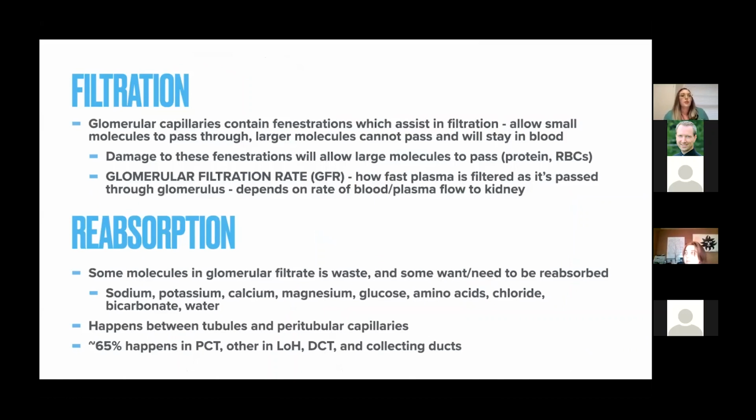So first, we're going to start off with filtration. So our glomerular capillaries contain fenestrations which assist in filtration. So this allows small molecules to pass through, whereas our larger molecules like protein and red blood cells should not and cannot pass, and that's going to stay in the blood. Obviously, if there's damage to these fenestrations, unfortunately, those molecules will eventually start to pass through.